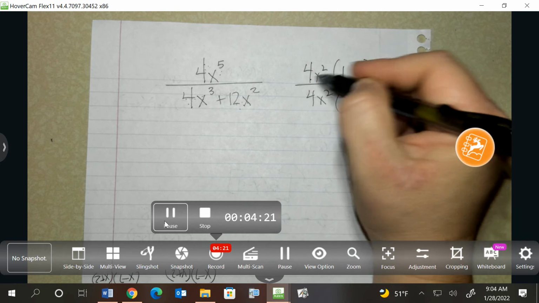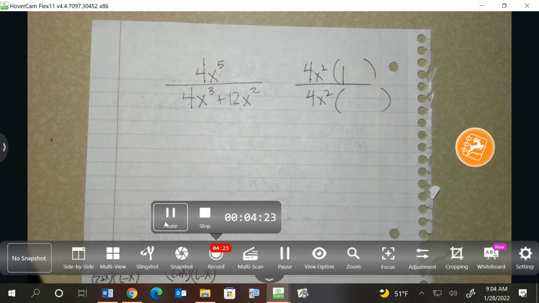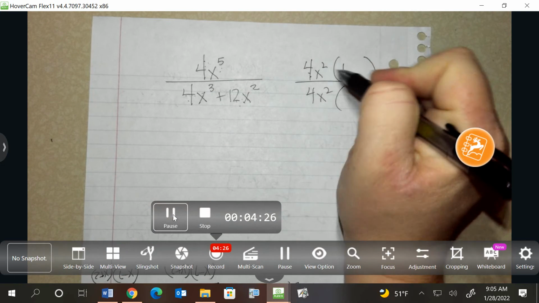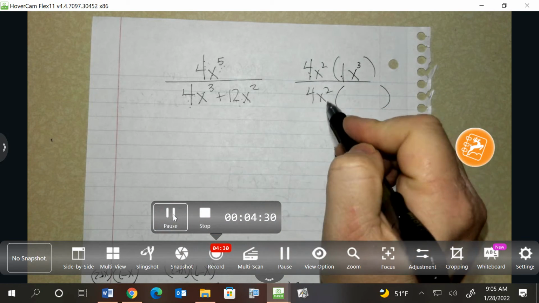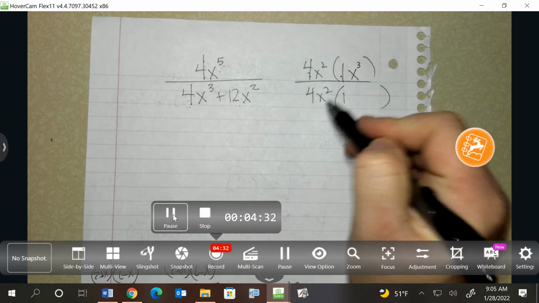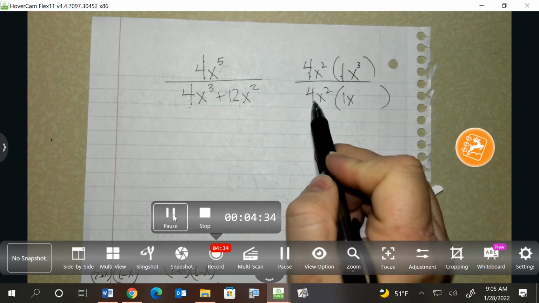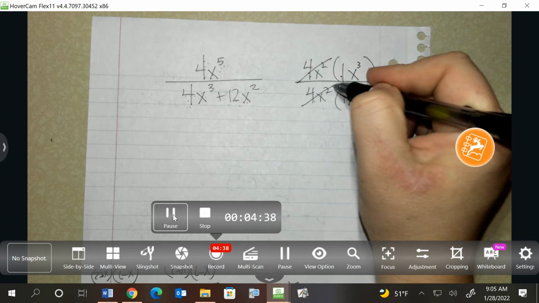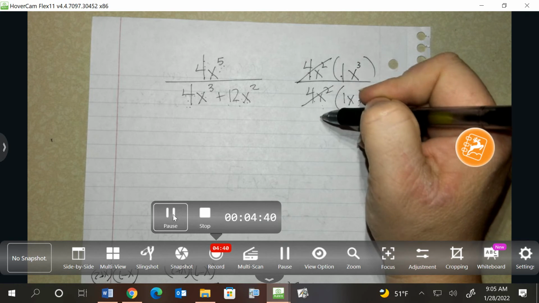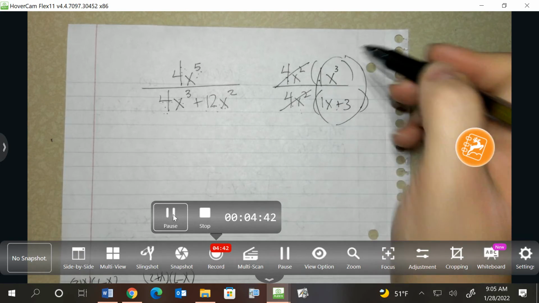So 4 times 1 is 4. 4 times 1 is 4. I need a total of 5 x's, so I attach 3 more. 4 times 1 is 4. I need 3 x's. I attach 1 more. 4 times 3 is 12. I need 2 x's. I already have them. These don't just disappear. Remember, they're really going to reduce down to a 1. I find this option.